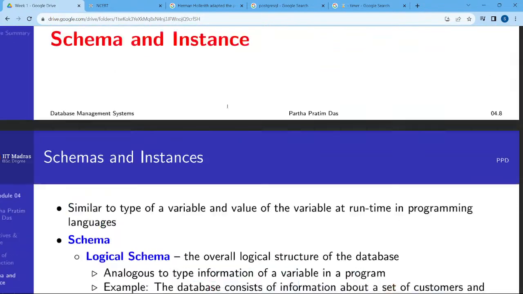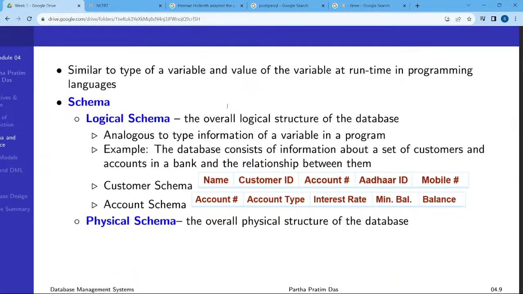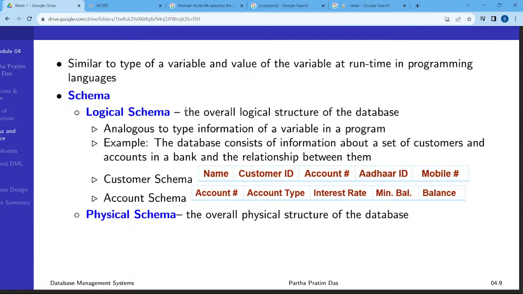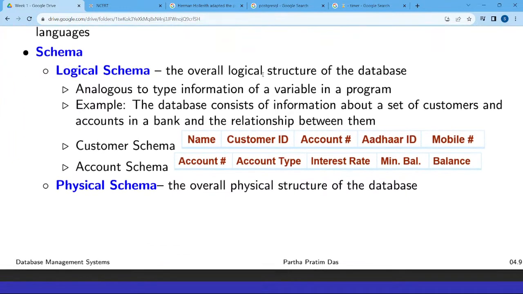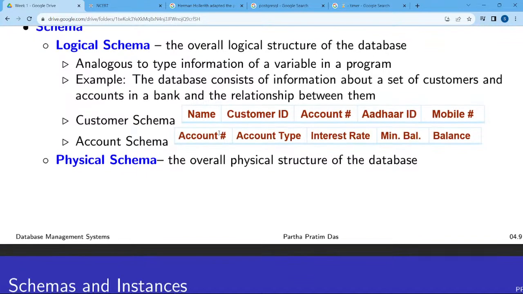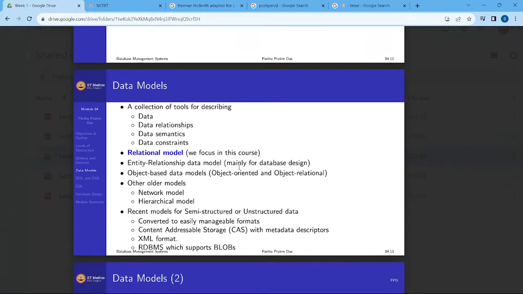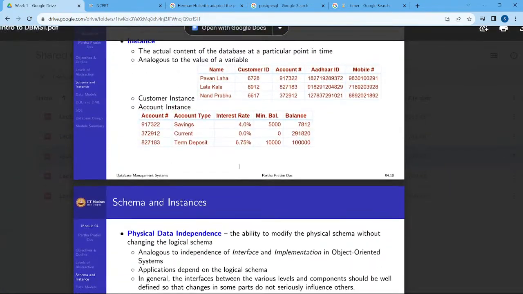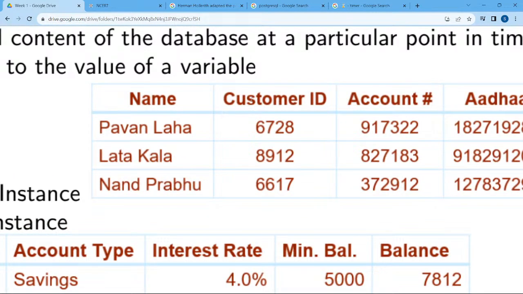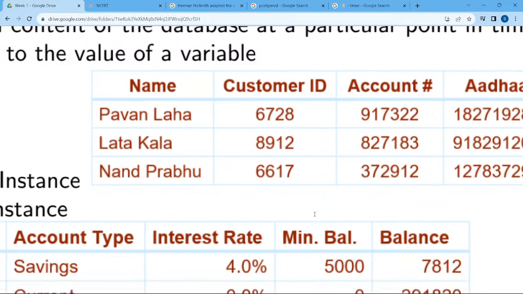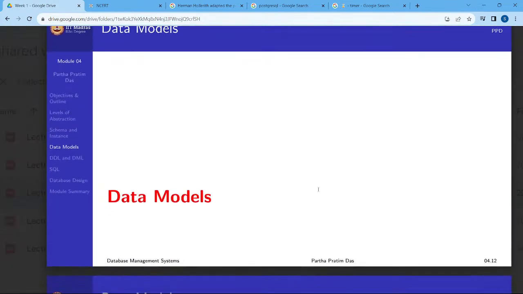Schema and instances. What is schema and what is an instance? What is schema? Schema is a heading. For any given column, schema is the heading. Let me show you this. If attribute is the column, let's say this much. There's no way to select it. Let me show you this.